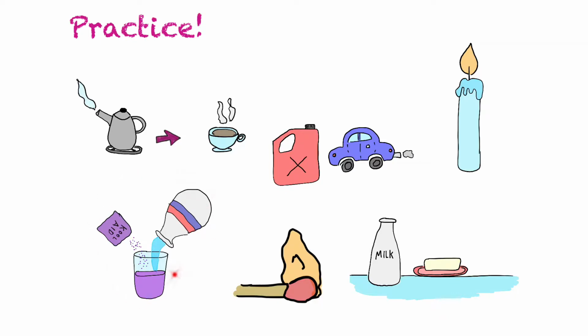Making Kool-Aid, you're just dissolving the powder into the water. So this would be a physical change. Over here, lighting the match. Again, we're burning something, so this would be a chemical change. And then the milk one is a little tricky. You can't unchurn butter and get milk again, so there are actually some chemical changes happening when you make butter.